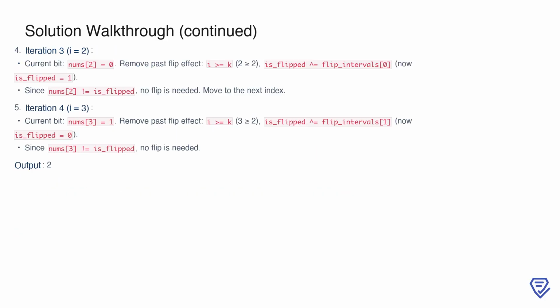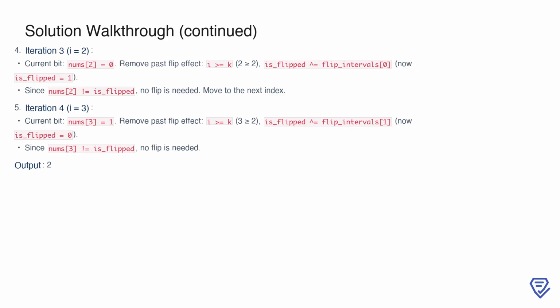At i equals 2, the current bit is nums[2] equals 0. Since i is now greater than or equal to k, we remove the effect of the flip at flip_intervals[0] by XORing it with is_flipped, which updates is_flipped to 1. At this point, nums[2] does not match is_flipped, so no flip is needed, and we move on.